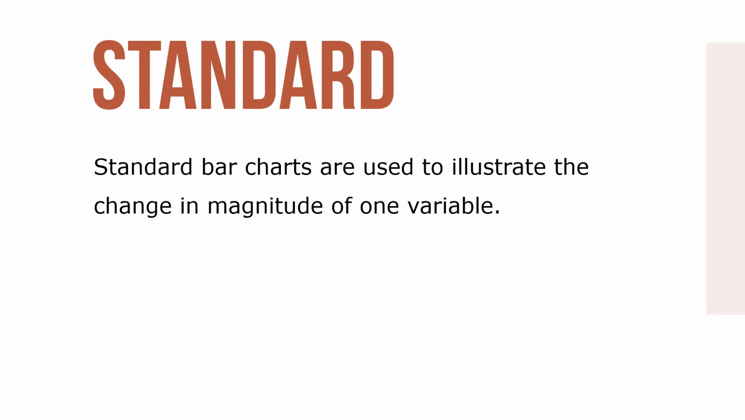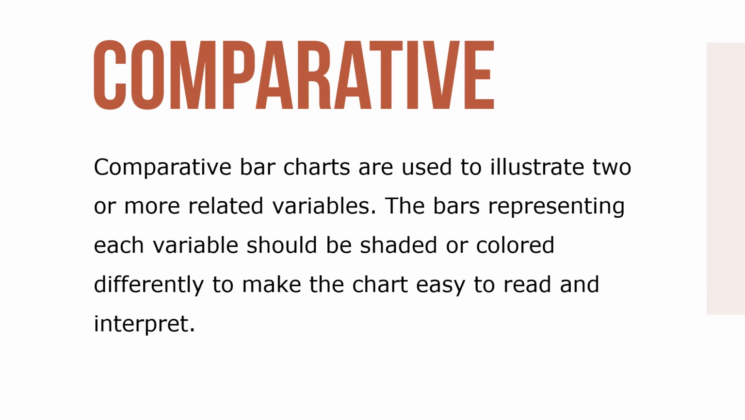Standard bar charts are used to illustrate the change in a magnitude of one variable. Comparative bar charts are used to illustrate two or more related variables. The bars representing each variable should be shaded or colored differently to make the chart easy to read and interpret. In component bar charts, each bar is divided into the components that are stacked up on each other and shaded or colored.